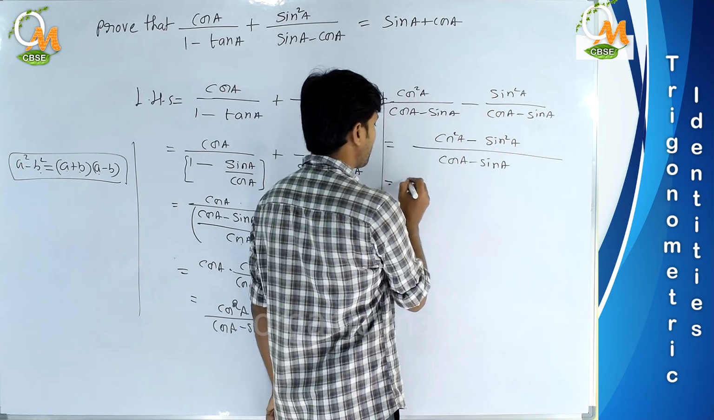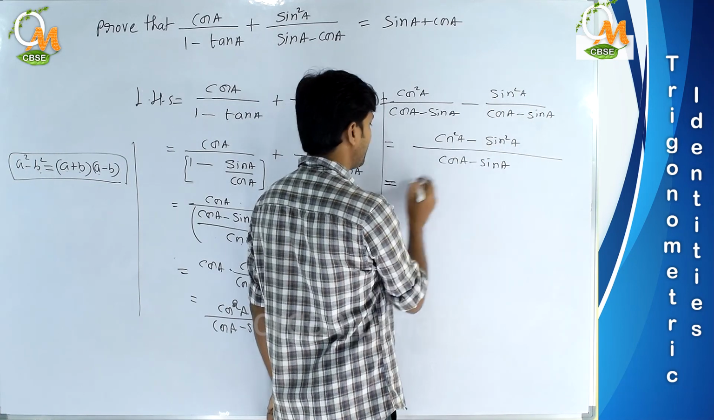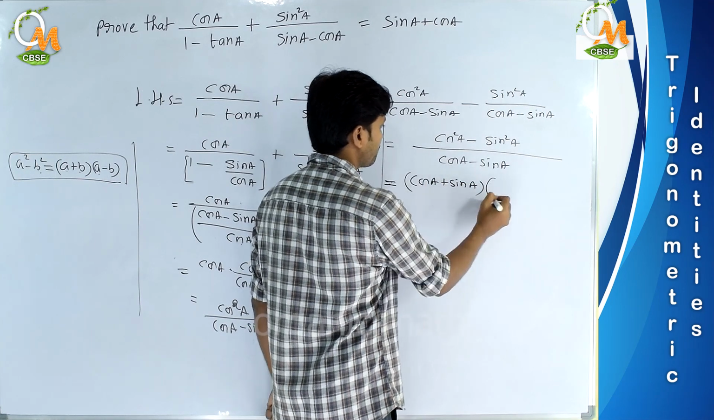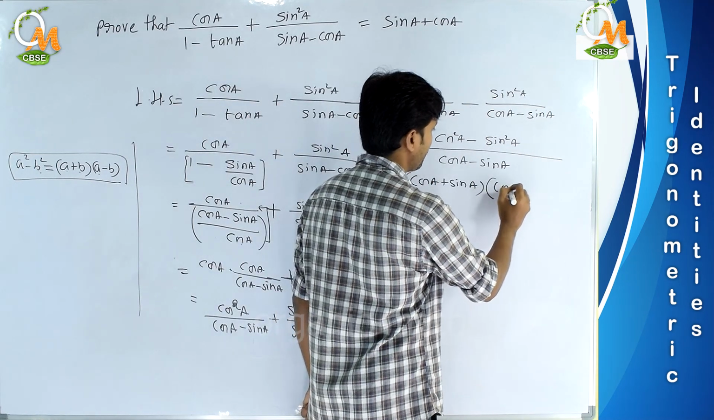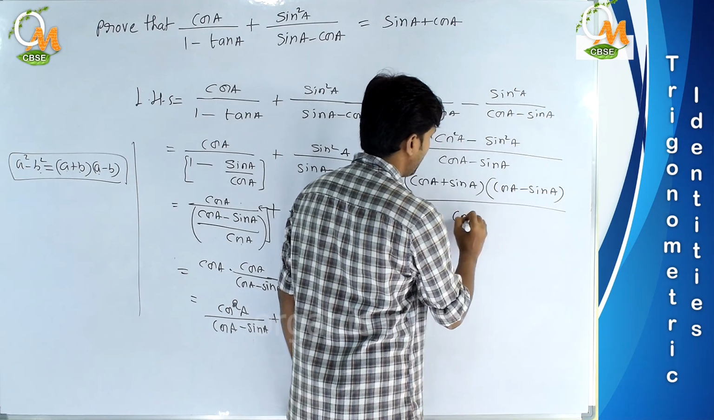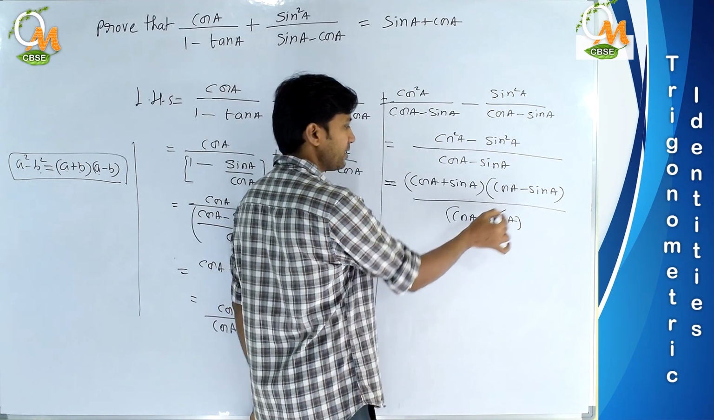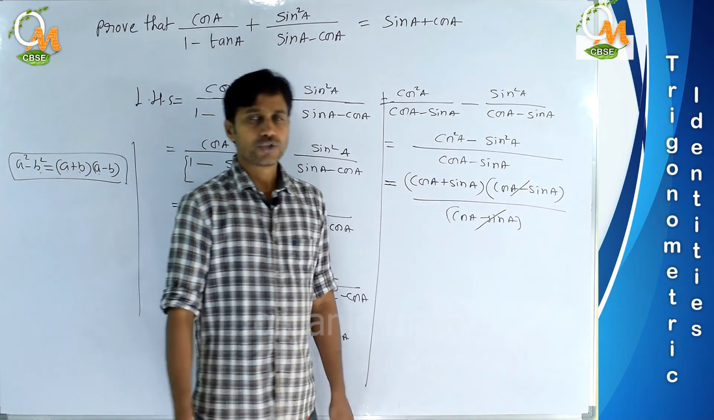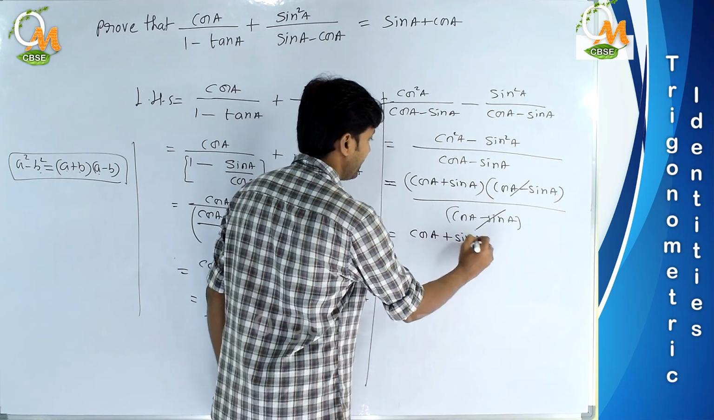So A square minus B square can be split into what? A plus B, which means cos A plus sin A, into A minus B. A is cos A and B is sin A. So therefore cos A minus sin A upon cos A minus sin A, right? So now tell me, here cos A minus sin A will be cancelled in both parts or not? Means in numerator and denominator we can cancel that. So what is left over? Cos A plus sin A is left.